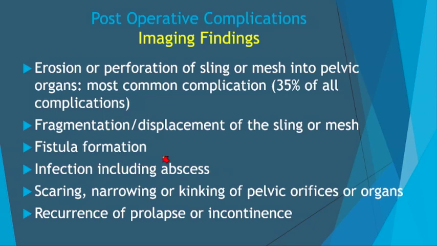The type of imaging findings that you will see or may see with ultrasound, again, are listed here on this slide, and I'll be showing you some examples. They include erosion or perforation of the sling or mesh into the pelvic organs, and this is the most common complication. It is about 35% of all complications that one sees. Other complications include fragmentation or displacement of the sling or mesh, fistula formation, infection, scarring, or recurrence of prolapse or incontinence.